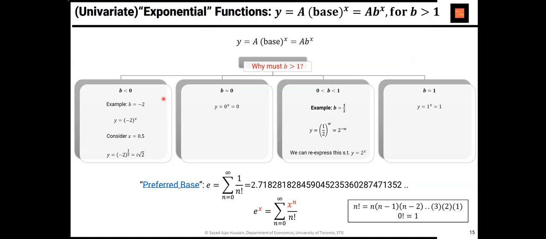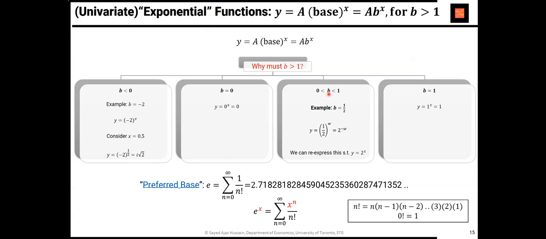You can see that if I choose a value of b, the base, which is negative, I'll end up with y's that are complex numbers. If I choose a base that's equal to 0, well, then y's will always be equal to 0. It's not a very interesting function.